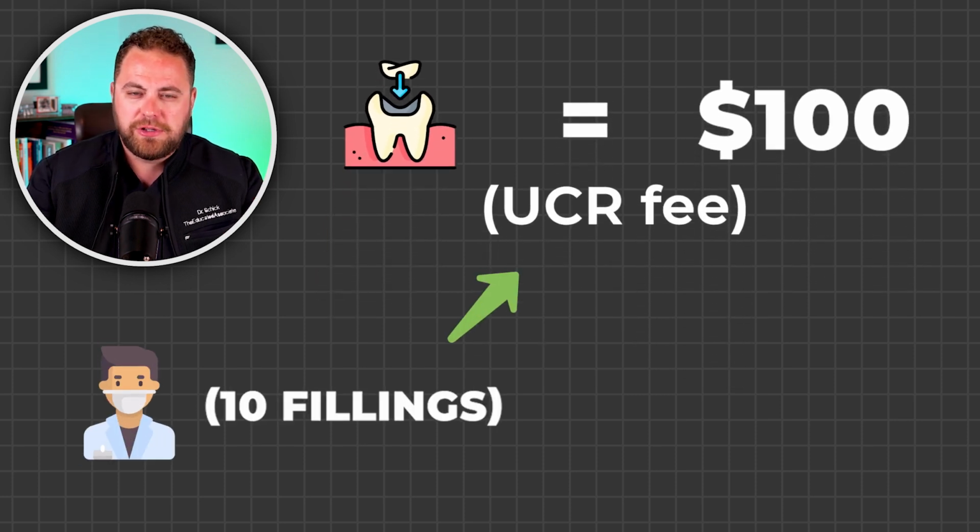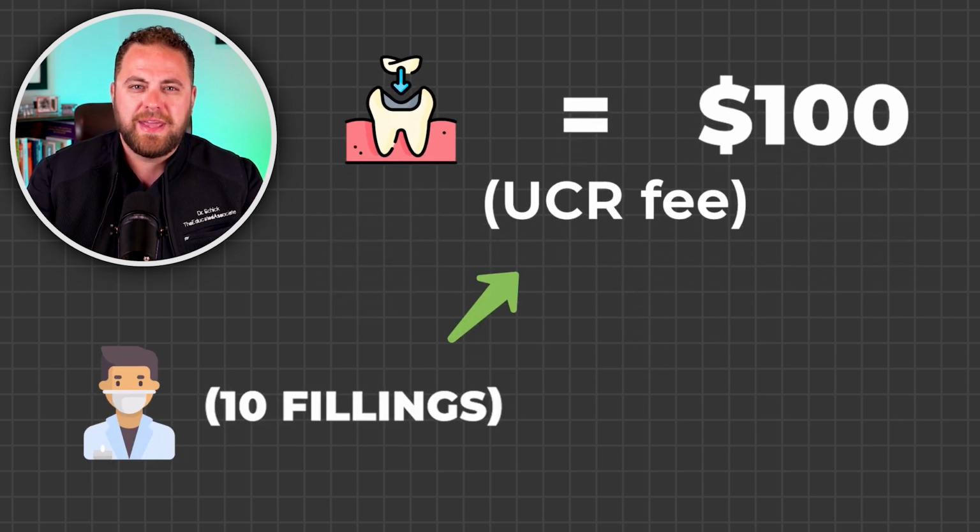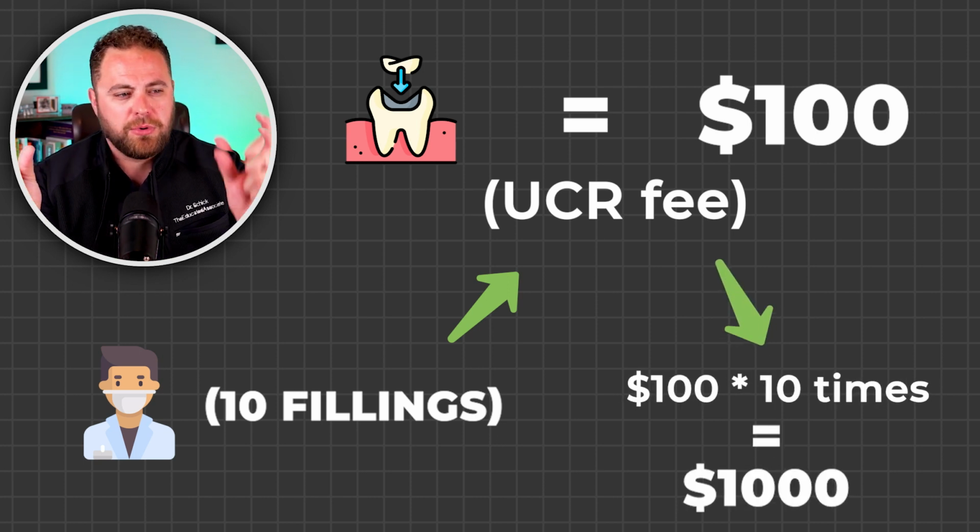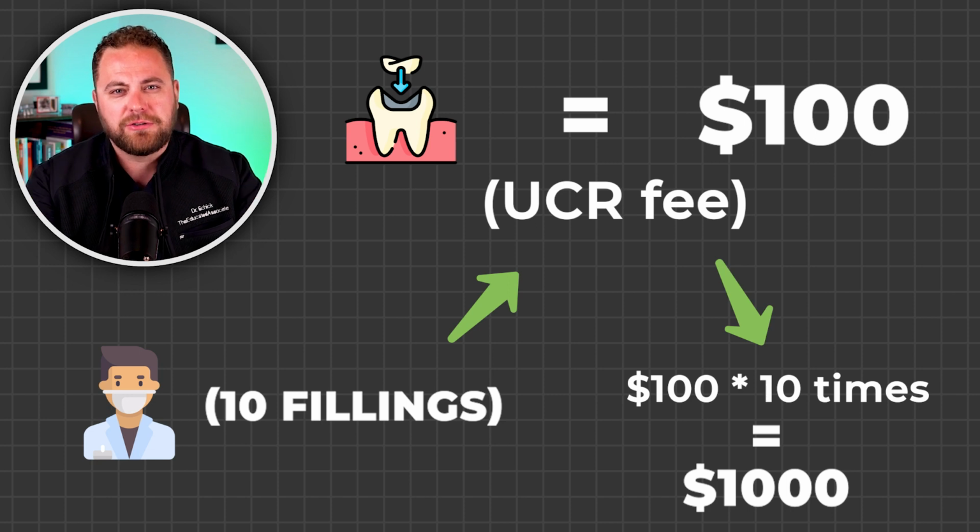Let's say that the associate dentist working in this office completes 10 of those fillings in a pay period. So the $100 filling multiplied by 10 times is $1,000. So for the total amount of fillings they did in the pay period, they produced $1,000.